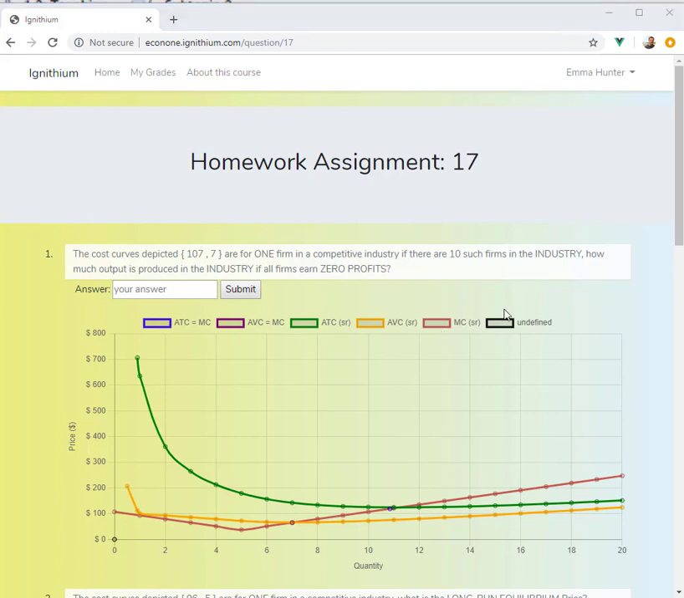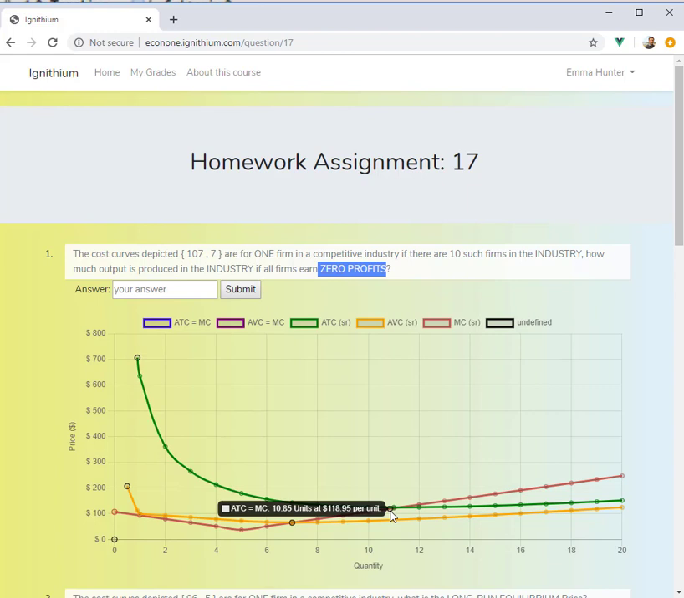So this question's asking us about the zero profit condition. And you may remember from lecture or from reading your book that firms earn zero profit when price is equal to average total cost. So that's going to happen because remember also our other condition for the competitive industry is that price is equal to marginal cost.